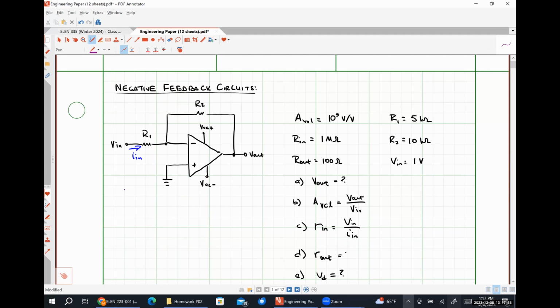Yes, Isaiah. Little R out is the system output resistance, and little R in is the system input resistance. Capital R out and capital R in are just for the amplifier itself without all of the biasing stuff connected.